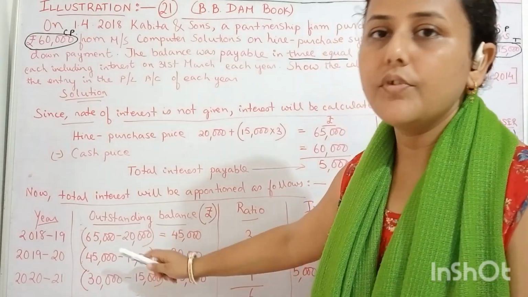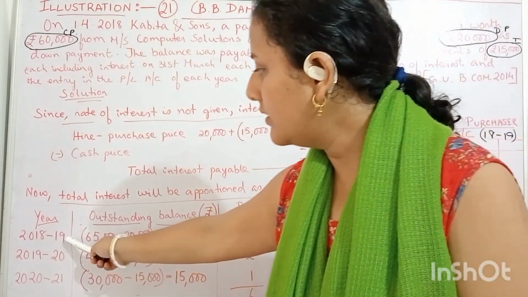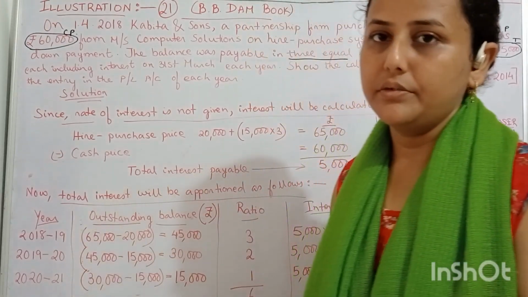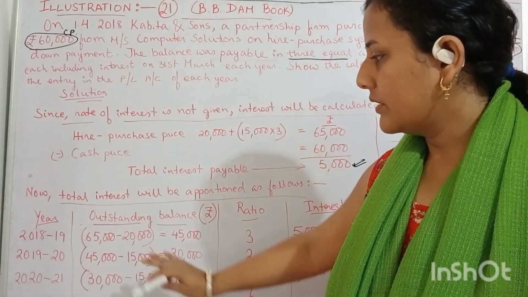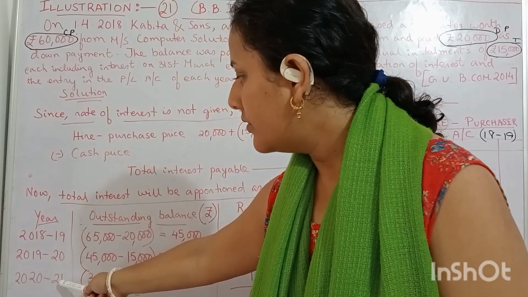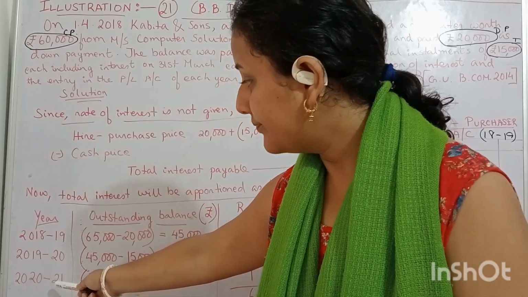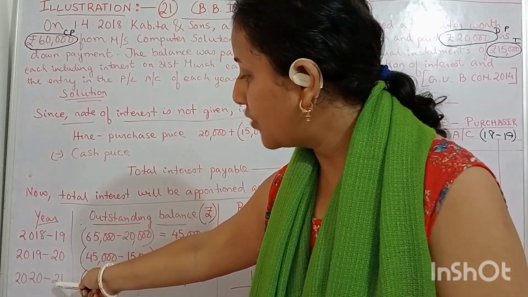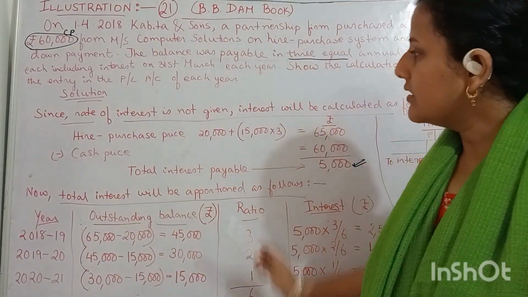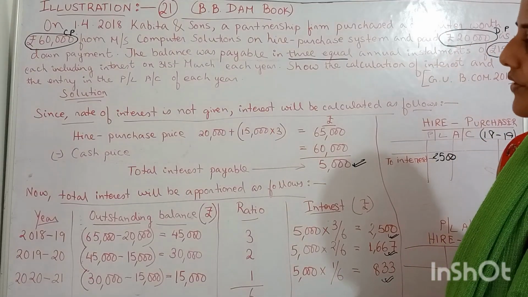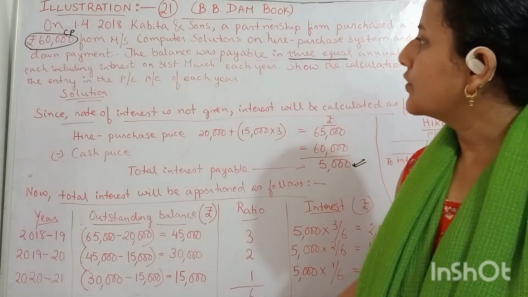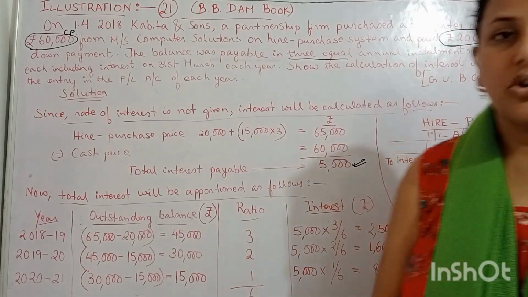So the beginning of the year will be taken: 2018 beginning, 2019 beginning, and 2020 beginning, because the last installment, that is the third installment, was paid at the end of the third year, that is 2021. So this is how interest is calculated for three years when the rate of interest is not given.